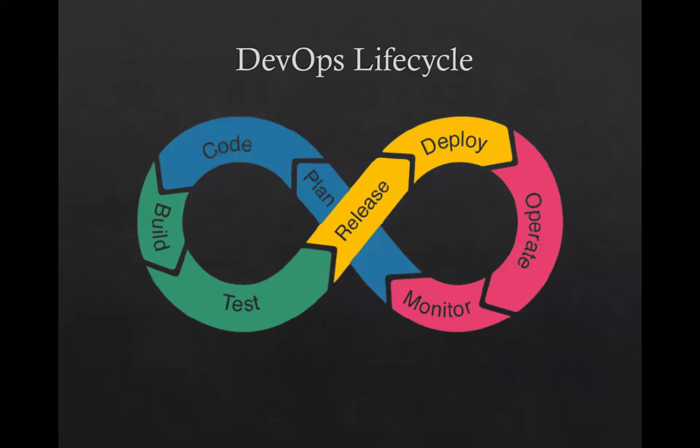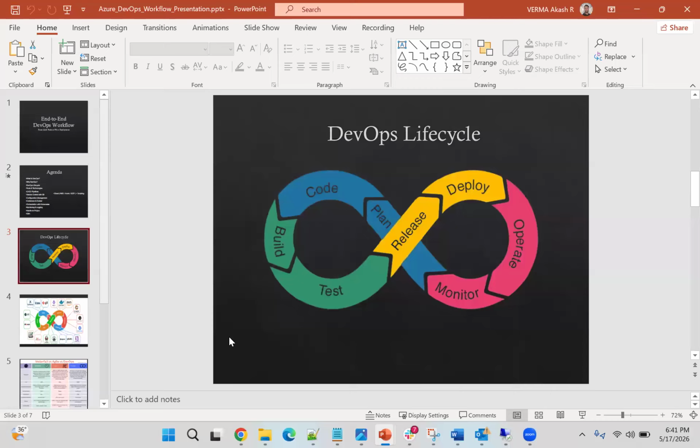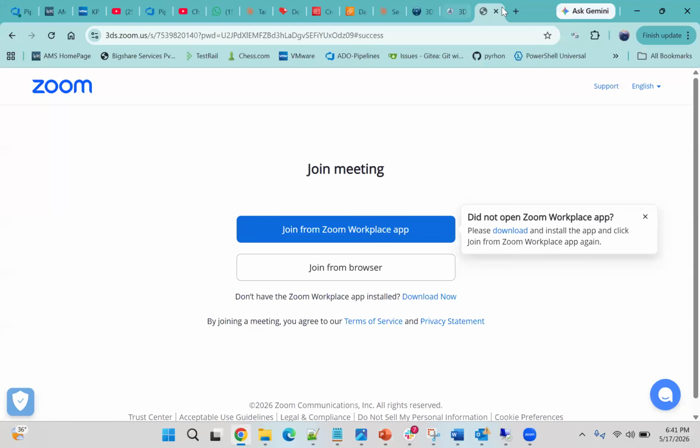Now, Jenkins is not the only one. GitHub I mentioned, and there's GitLab also, where you can do it. And one more that our organization uses is Azure DevOps. I'll show you.